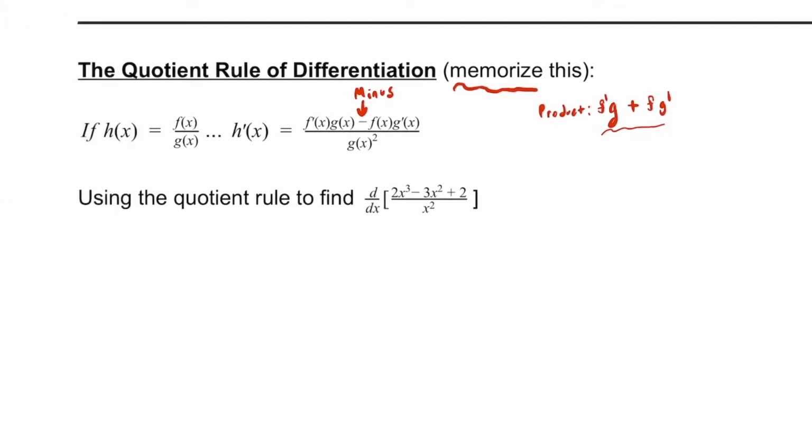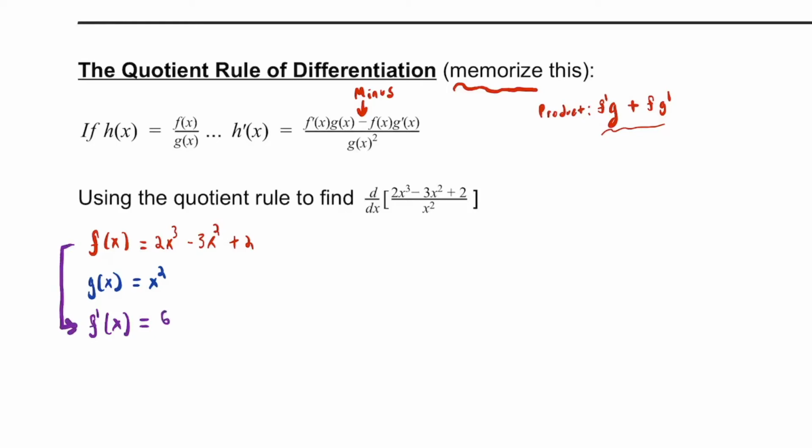So let's see what that looks like here for our problem from the warm-up. If we want to find, I'll go ahead and label these all out just so you can really see them. F of x, well, that's just the numerator. That's 2x cubed minus 3x squared plus 2 in this situation. G of x, well, g of x is just the denominator, x squared. And while you're still learning this, feel free to just write all these things out, and then you can just put them all together. The derivative of the numerator is 6x squared minus 6x.